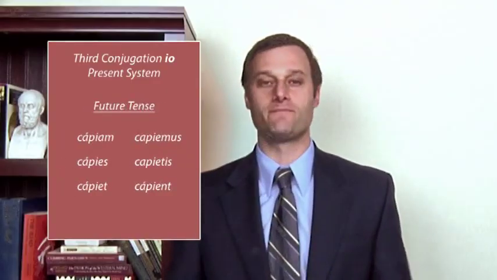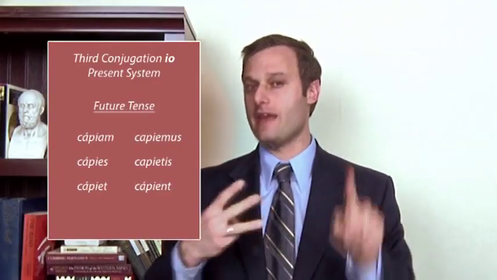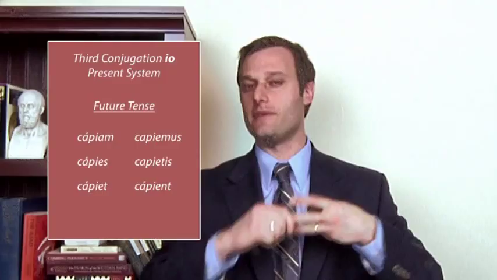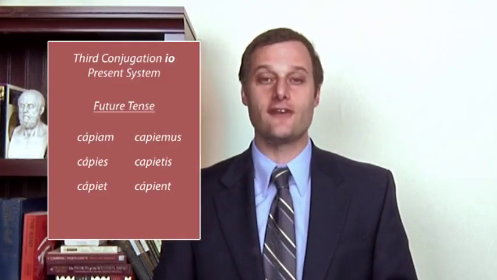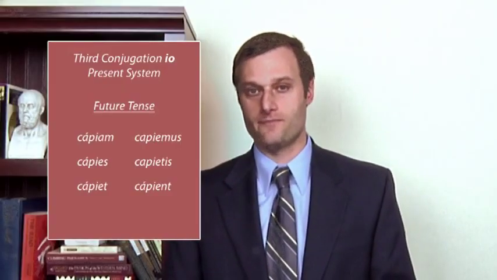Okay, let's look at the future. Capiam, capies, capiet, capiemus, capietis, capient. My goodness, just like fourth conjugation. So the mystery here, I think, is maybe why they're called third conjugation IOs, when everything about them is fourth, except the infinitive in their principal parts. But in all fairness, we define what conjugation verbs are in by the vowel in their infinitive, and so we have to call it third by our own rules.